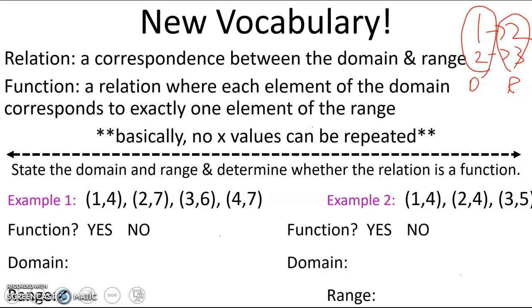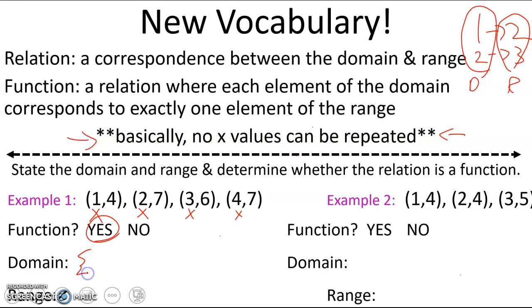Of the range. Now, basically what this function definition is saying is that none of your x values can be repeated for it to be a function. There can be no x values repeated for it to be a function. So let's look at this first example here. Let's look at all of our x values, which would be this, this, this, and this. Do you see any numbers that pop up twice? I don't see any. 1, 2, 3, 4. So I would say that yes, I have myself a function here.